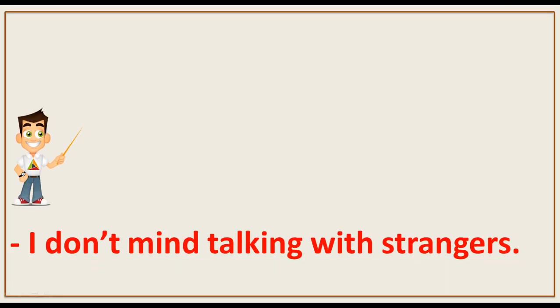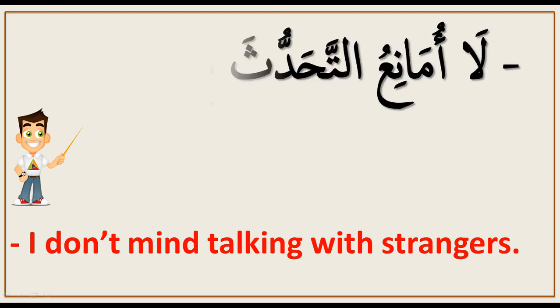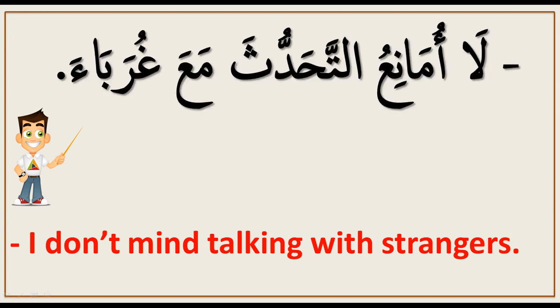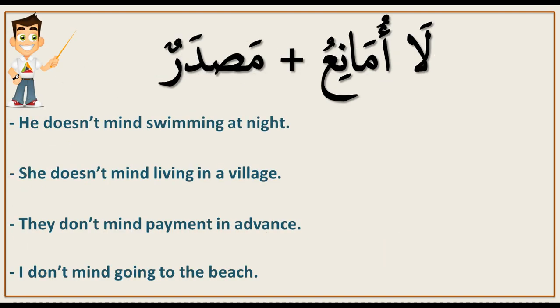I don't mind talking with strangers. How to say this sentence in Arabic language? Well, we say لا أمانع التحدث مع غرباء. I don't mind talking with strangers. لا أمانع I don't mind, التحدث talking, مع with, غرباء strangers.